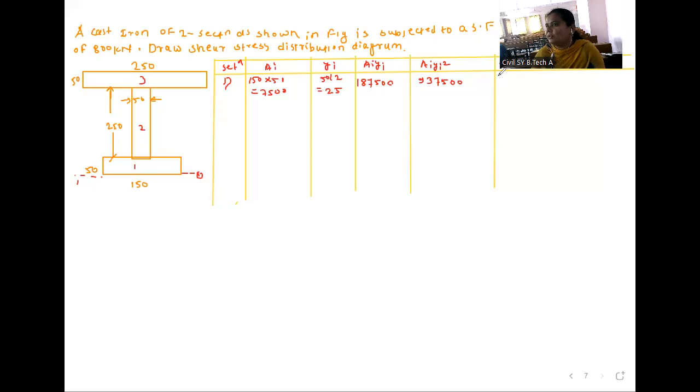After that I self is bd cube upon 12. So 150 into 50 cube divided by 12, which is equal to how much? 1.56 into 10 raised to 6. So here section 1 is over. Then we will calculate for section 2.